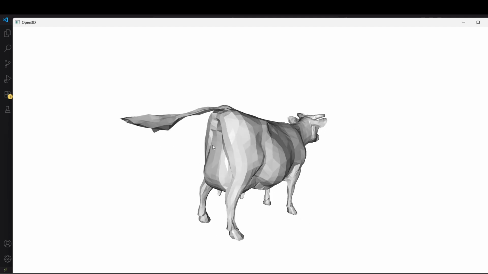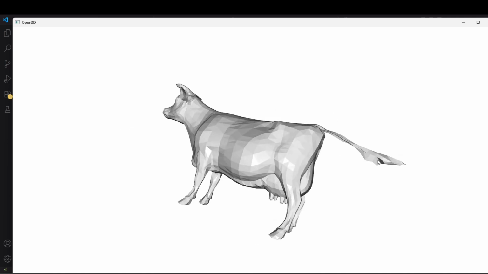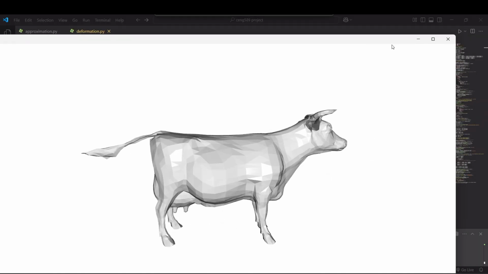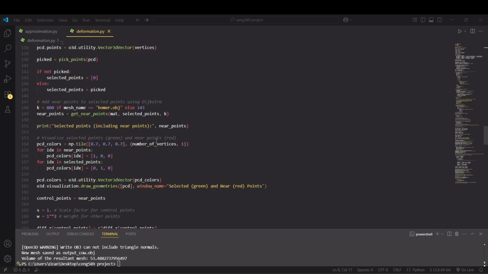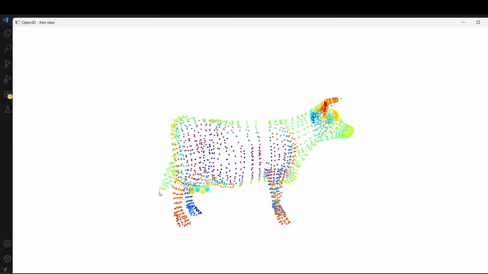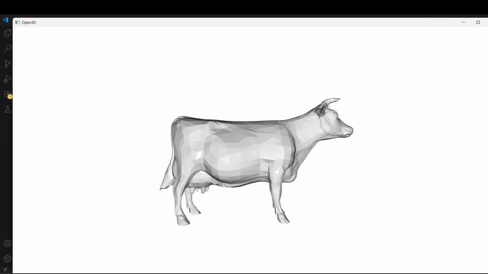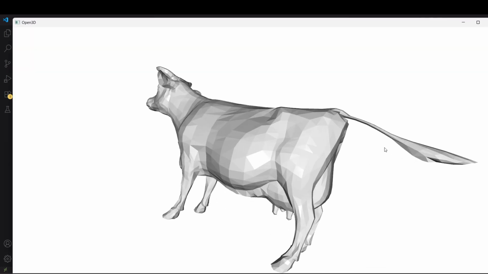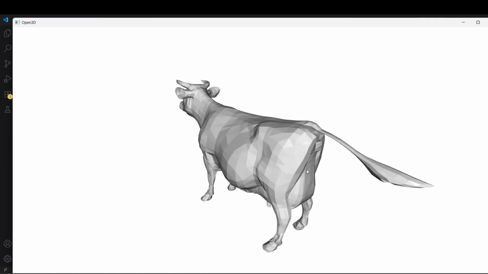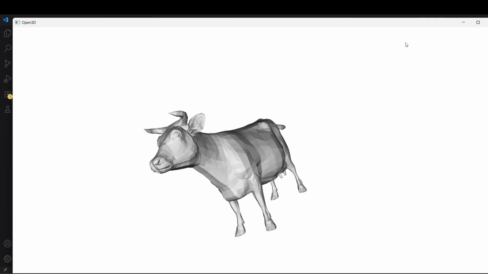As you see, the tail is not regular, not smooth. So we can decrease lambda, as I said. Let's make it 0 and run the program again. As you see, now the tail is much smoother, and the other parts are the same.